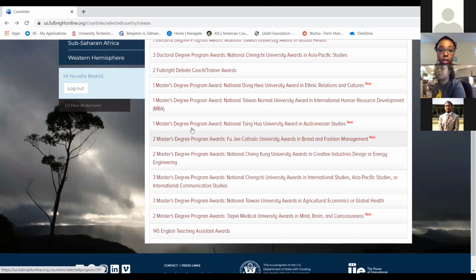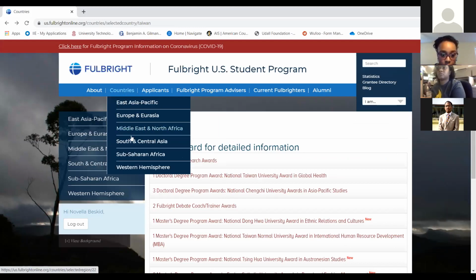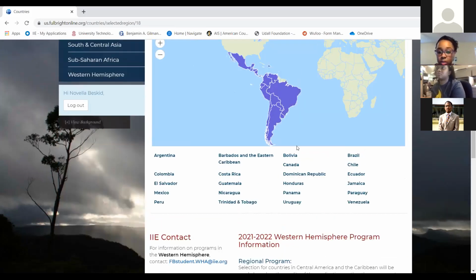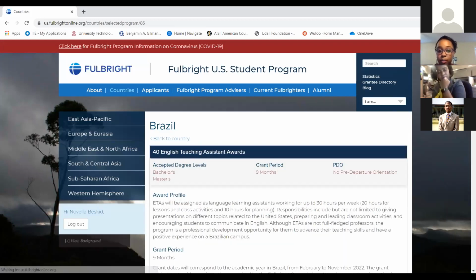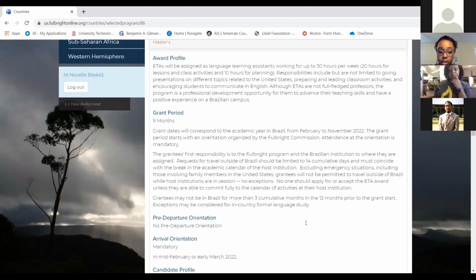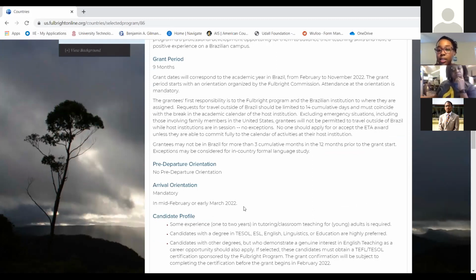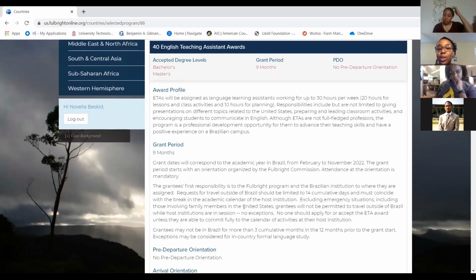Let's take a look at another country. Let's do Brazil. They have 40, okay? Also, please, please pay attention to the date of the grant. If you're a December grad for whatever reason, make sure you know that you will have graduated by the time this program starts.